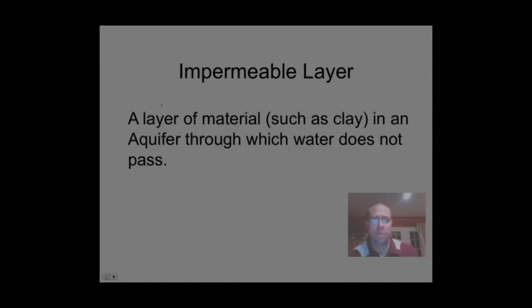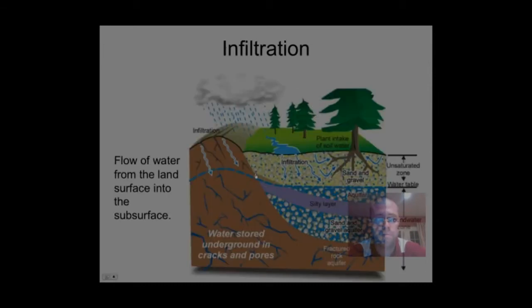An impermeable layer, like a confining layer, is a layer of material like clay that water can't go through. It's impermeable. Infiltration is the flow of water from the surface, right here, down to the water table. It's infiltrating through.